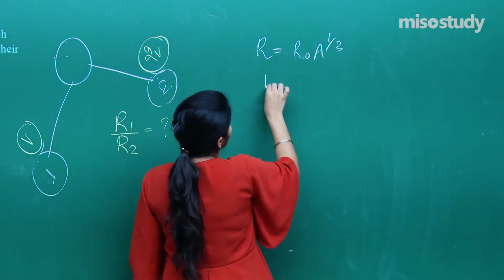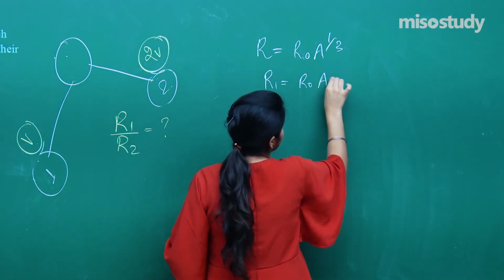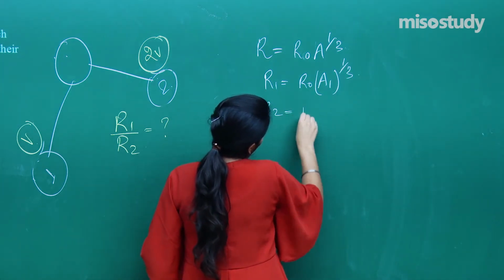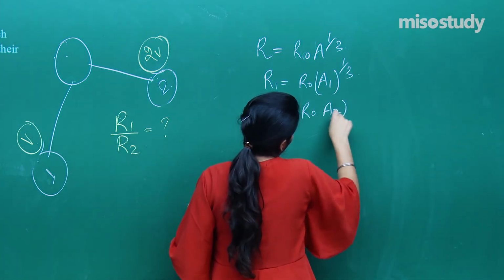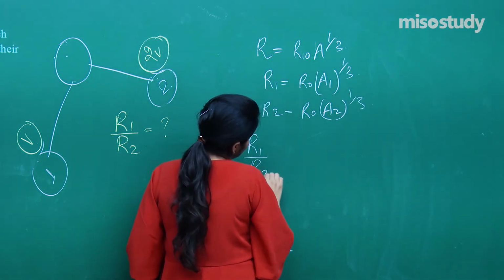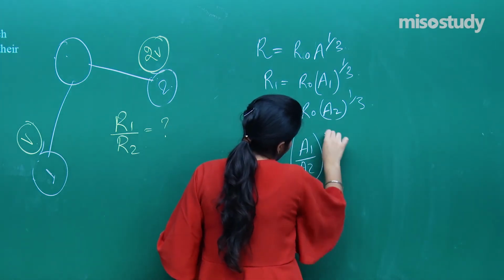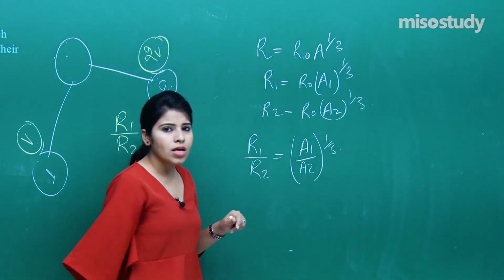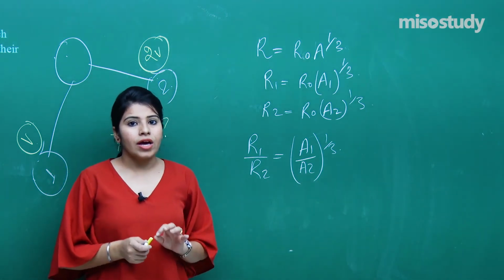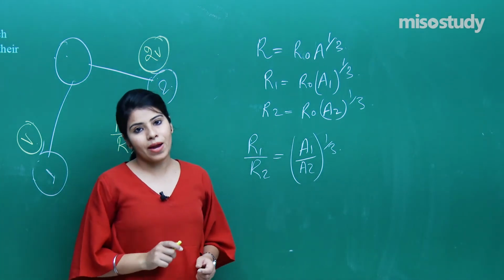So R1 will be R naught A1 raised to the power 1 by 3, because R naught is constant, and R2 will be R naught A2 raised to the power 1 by 3. So from here R1 upon R2 is coming out to be A1 upon A2 raised to the power 1 by 3. Now in the question we are not being given this situation. In the question we have been given the velocity, and that we have to apply over here.